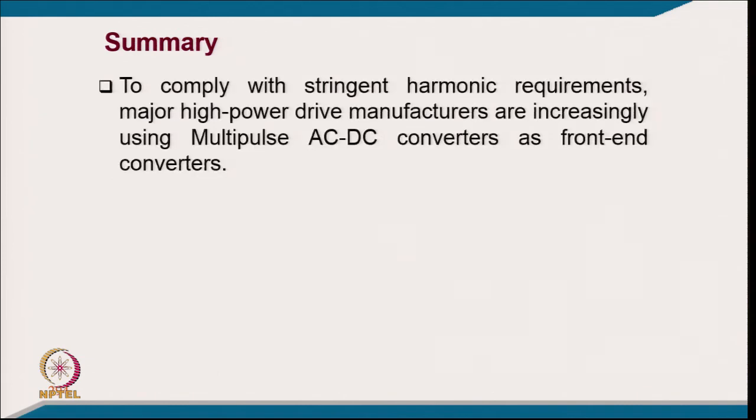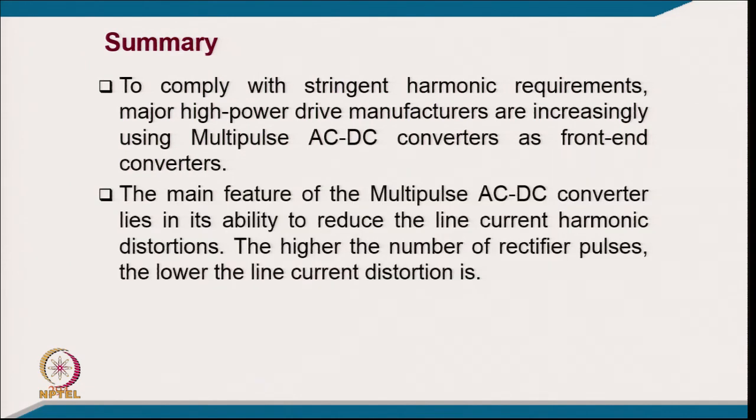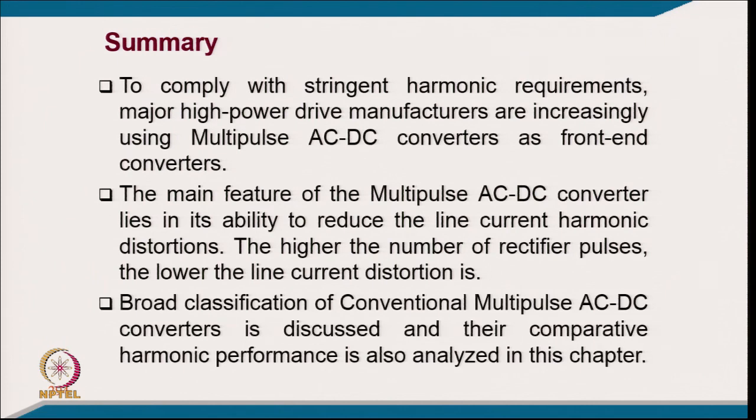Now coming to the summary of this. Multipulse converters improve power quality and comply with stringent harmonics requirements. Major higher power drive manufacturers are increasingly using multipulse AC/DC converters at the front end, and the main feature of a multipulse AC/DC converter lies in its ability to reduce the line current harmonic distortion. The higher the number of rectifier pulses, the lower the line current distortion.